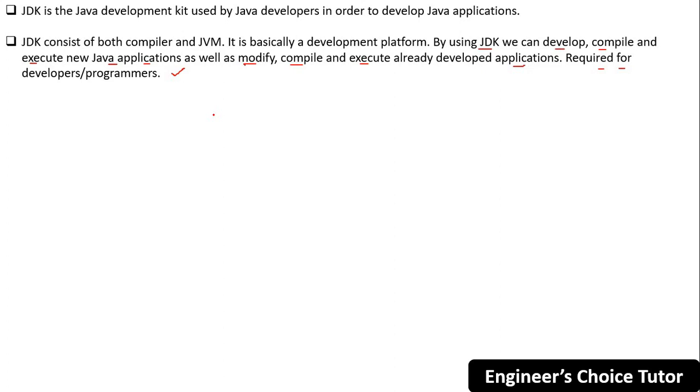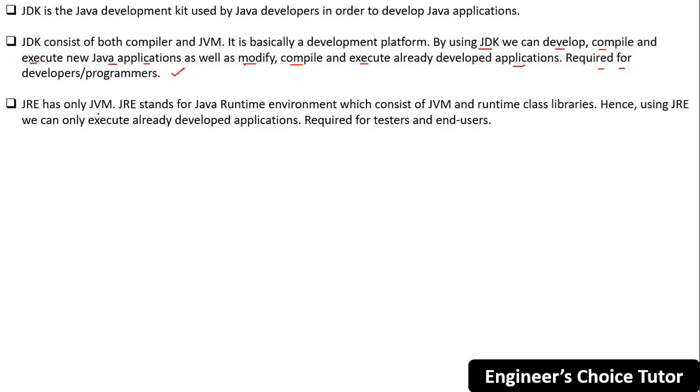Is it clear? Now the next thing is JRE. JRE stands for Java Runtime Environment, which consists of JVM and runtime class libraries. Hence, using JRE, we can only execute already developed applications. Remember this word: you can only execute already developed applications using the JRE. Because JRE consists of JVM and the runtime class libraries.